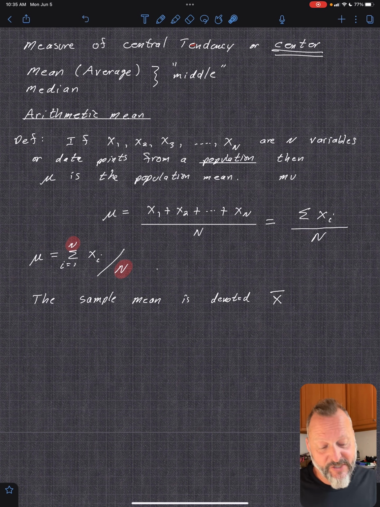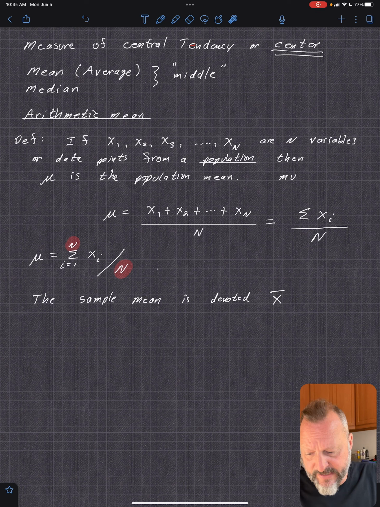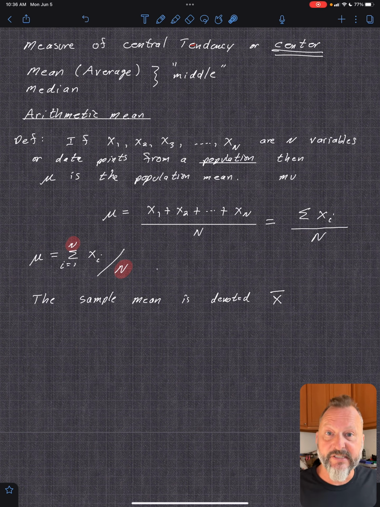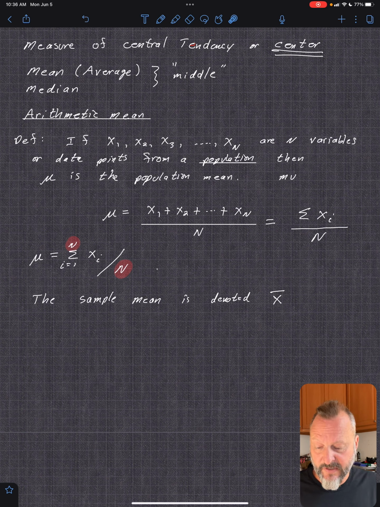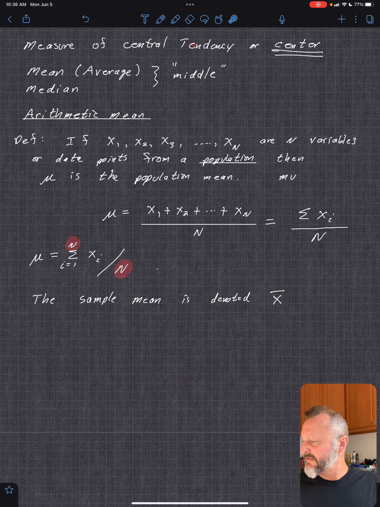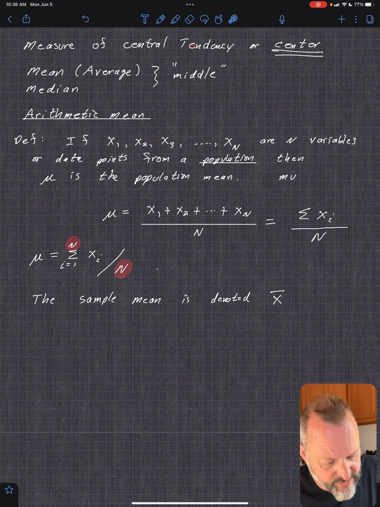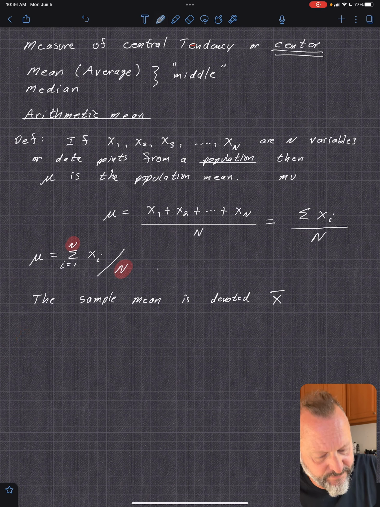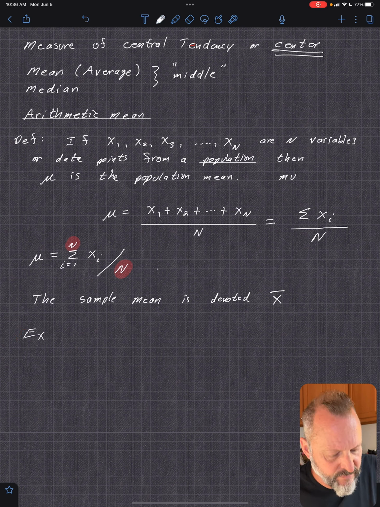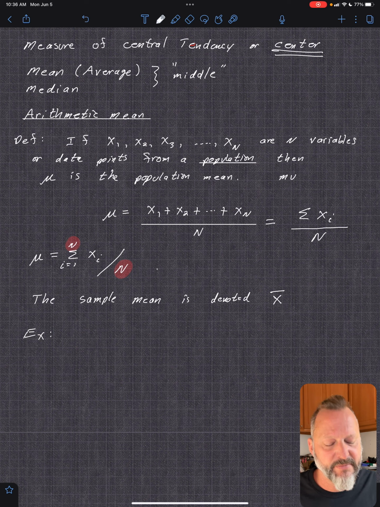Anyway, so x bar is the same definition. I'm not even going to rewrite it. It's the sample instead of the entire population. All right, so let's do a calculation. Give me one second here. We'll just make one up. All right, so for example, let's just call it example. This could be population or sample, it doesn't matter.